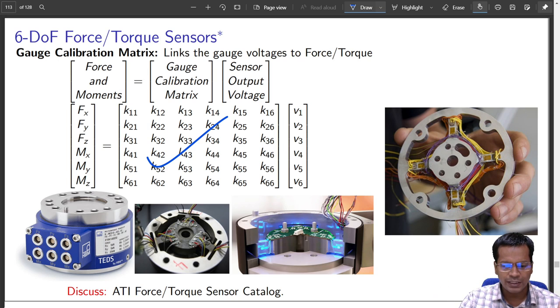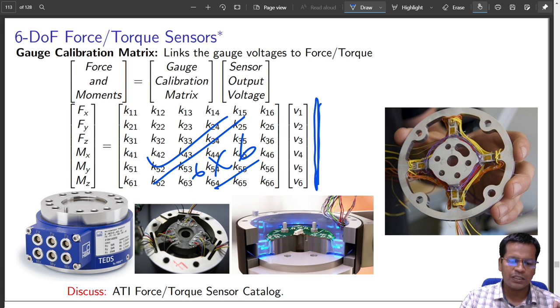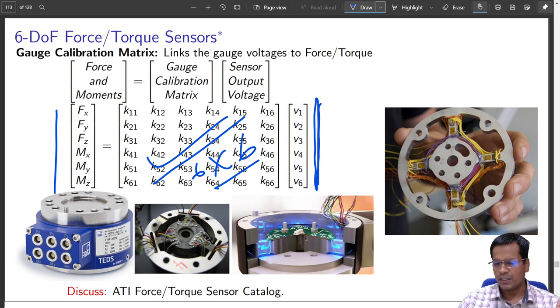This is known as the gauge calibration matrix. The 6 cross 6 matrix will be given by the manufacturer so that you can directly multiply the voltages that you are seeing by this matrix, and you can find out the forces which are coming. Got it?